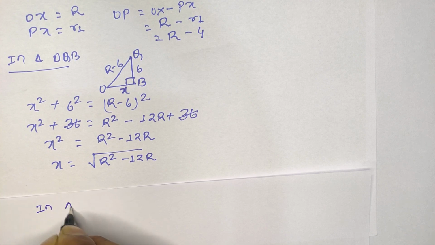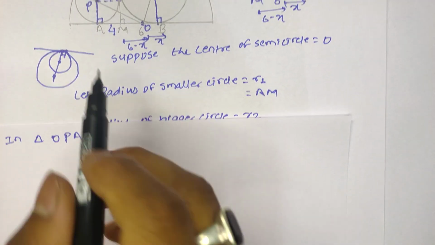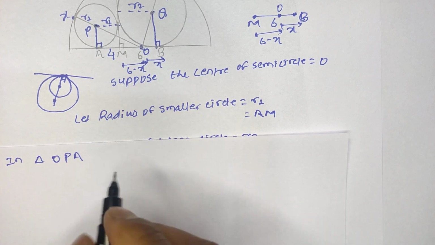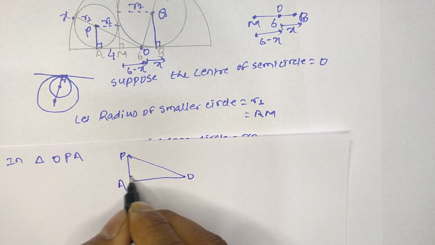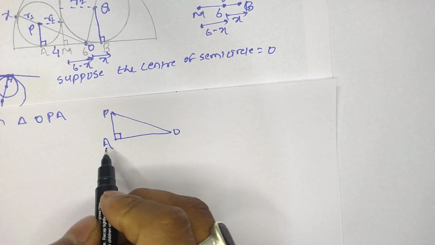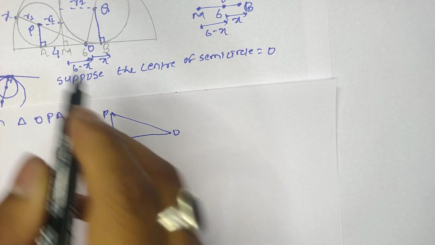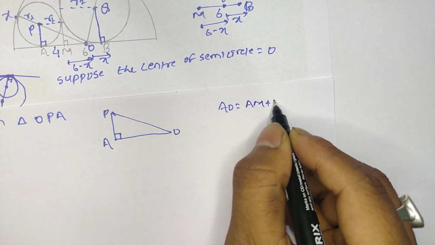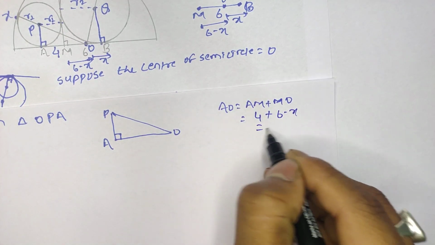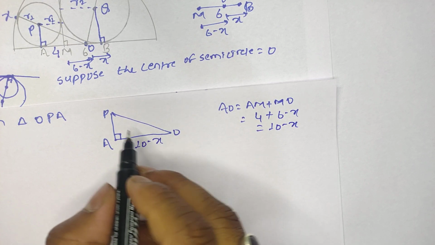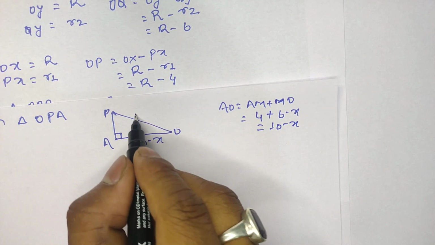Then we are going to look at the triangle OPA. Here is our O, P and A. So we can draw a triangle like this. This is our O, this is our P, this is our A, and this is a right angle triangle. From here we can find the value of AO, which is AM plus MO, and the length of AM is 4. The length of MO is 6 minus x, so AO equals 10 minus x. So you can write 10 minus x here, and the length of OP is r minus 4. So you can write r minus 4 here.